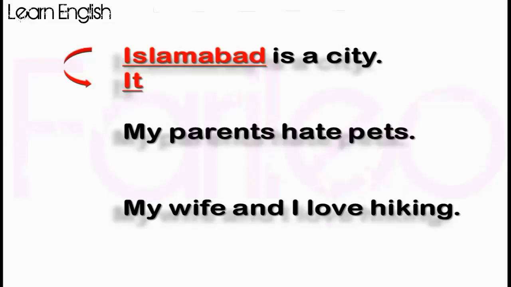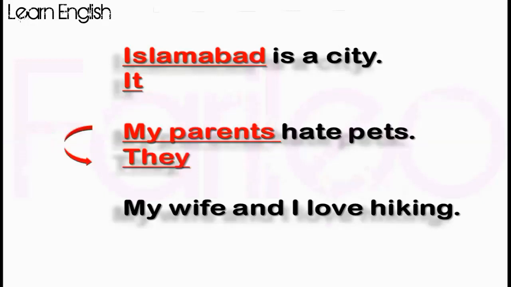The next one is my parents had pets. Now my parents means two people, more than one. So we will be using the subjective pronoun they had pets. There is more than one person, so the subjective pronoun they is used for more than one person. They had pets.